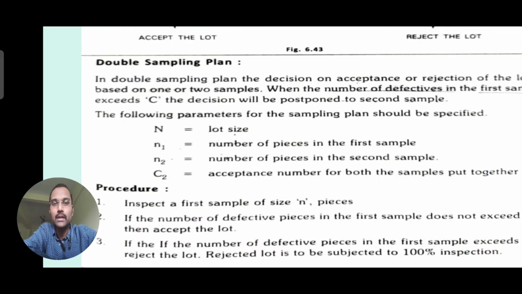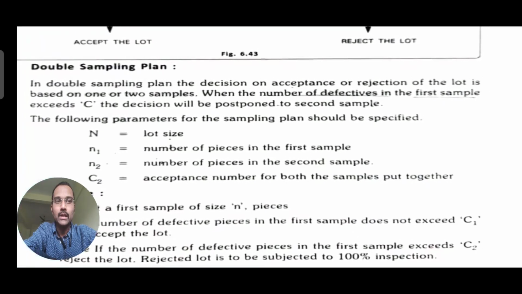So here the decision of accepting or rejecting the lot, instead of one sample, will be based on more than one, up to 2 samples. In a sample, it may consist of 5 units, and in another sample it may consist of 5 units. You are picking them up randomly. So 2 samples are maintained. Then what is the next procedure?